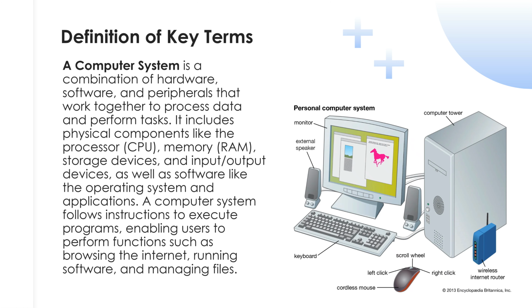Finally, a computer system is the combination of hardware, software, and peripherals working together to process data and perform specific tasks. It includes the physical parts: CPU, memory, storage, input and output devices, and the software layer. The software layer is the operating system and the applications that you use, whether it is WhatsApp or Office applications, all following instructions to let you browse, run programs, and manage files.